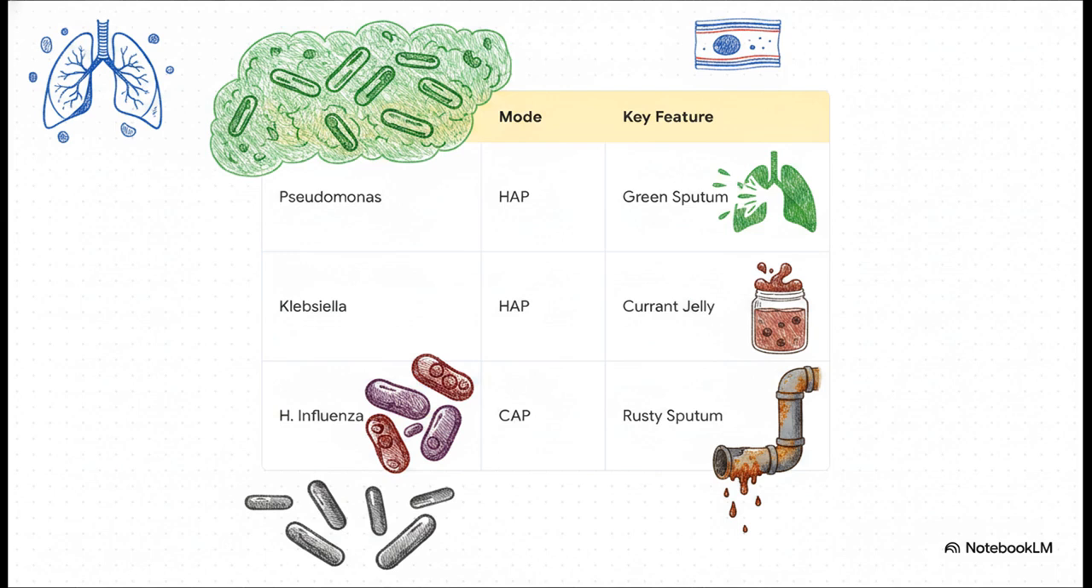And hey, don't forget Haemophilus influenzae. While it causes a rusty sputum similar to our gram-positive pneumococcus, it's actually a gram-negative rod, and it often targets post-splenectomy patients out in the community.